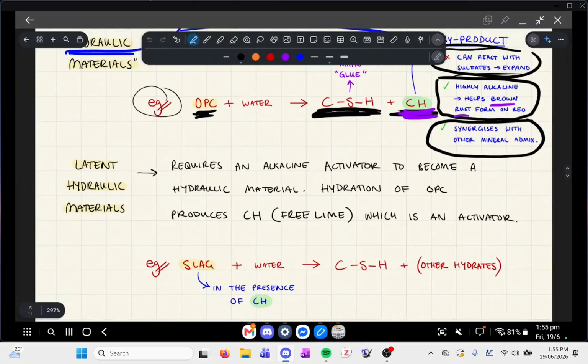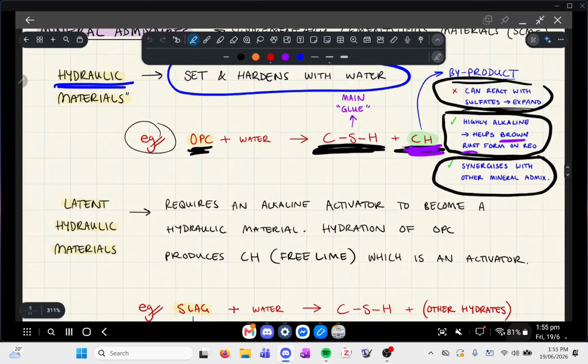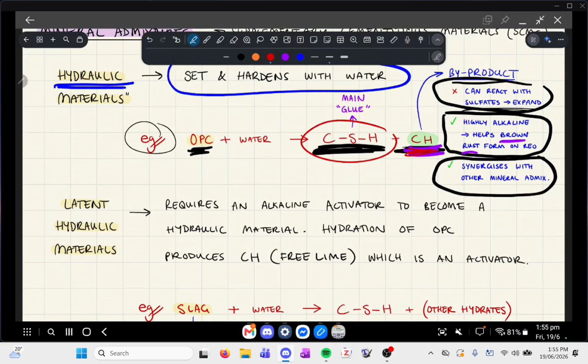Okay. So the idea is that you've got this byproduct, the CH, which is not directly what we want. All we want is CSH. You've got this extra CH lying around, but it works well with the other mineral admixtures, which I'm about to talk about. Okay, so the other types of reactions.